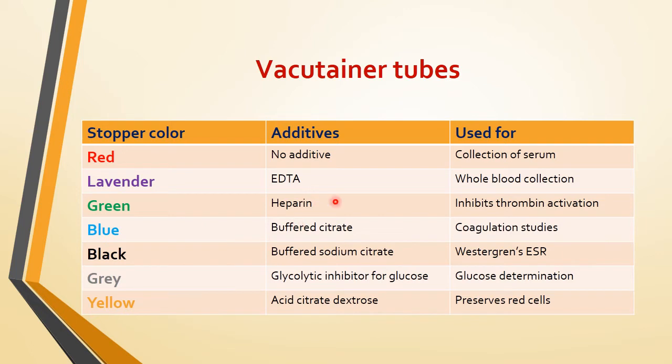Green means it is having heparin, inhibits thrombin activation. Blue means buffered citrate, it is used for the coagulation studies. Black means buffered sodium citrate, it is used for the estimation of ESR by Westergren's method. Gray means it will be having sodium fluoride, which is a glycolytic inhibitor for glucose, it is used for the glucose determination. Yellow means it is having acid citrate dextrose, which preserves the red cells. So very important to know the color codings as well as the additives and for what purpose it will be used.